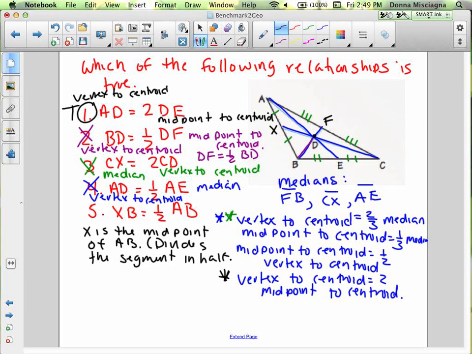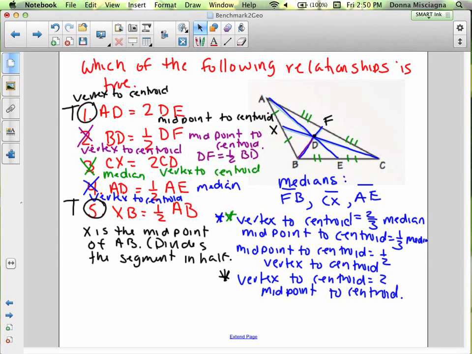Right? Notice that AX is congruent to XB, and AX is half of AB, and XB is half of AB. So this is also true. There were 2 true statements here, and I didn't say there was only one. This one had 2. So make sure you know your relationships, and you can use that to help you out.